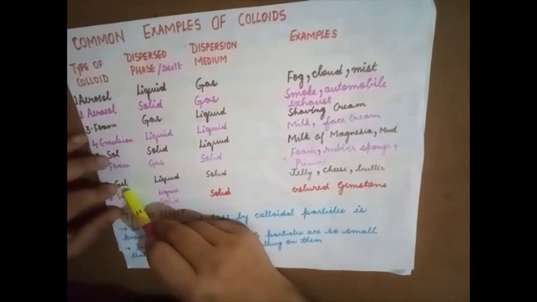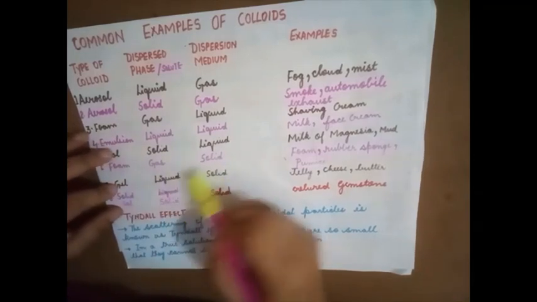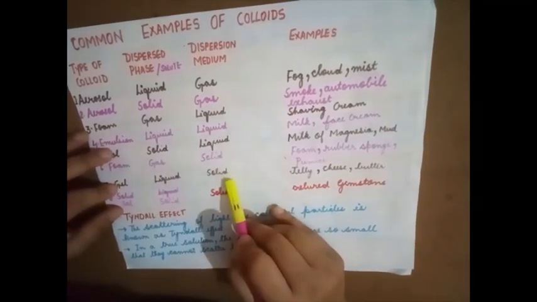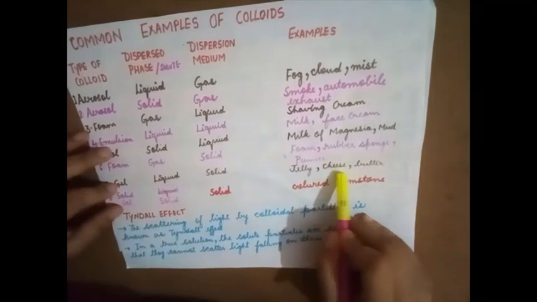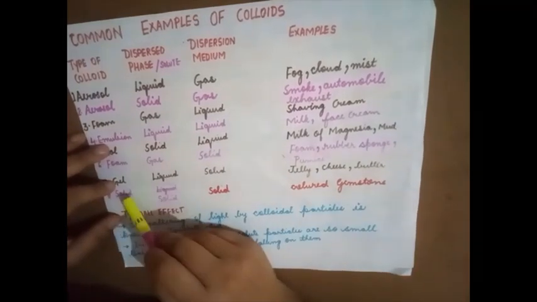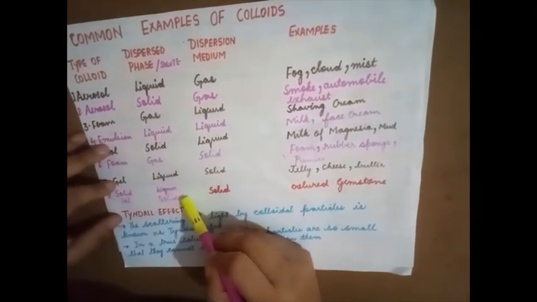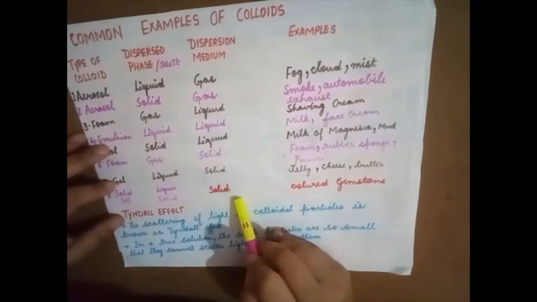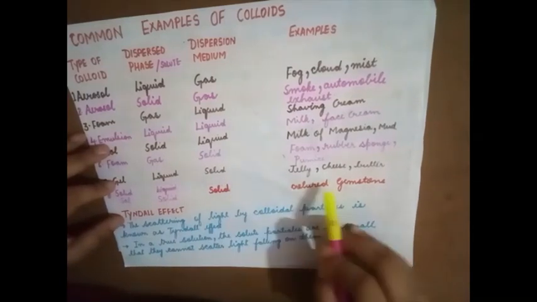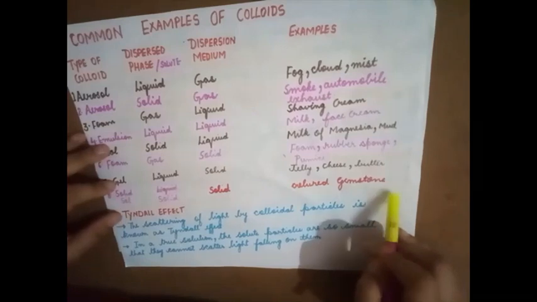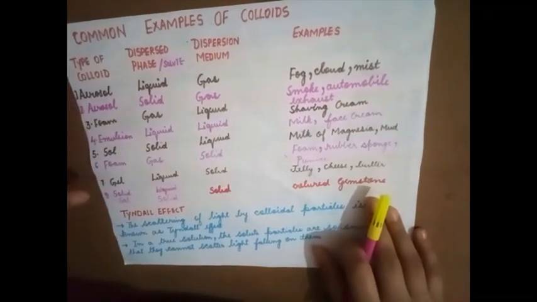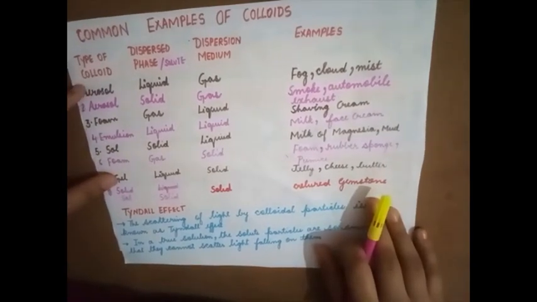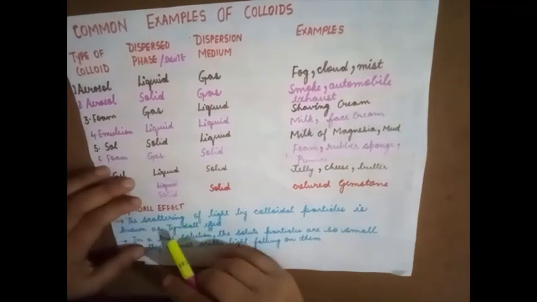Next, moving on to gel, where disperse phase is liquid and dispersion medium is solid. Jelly, cheese, butter are the examples. Solid sol, disperse phase is solid, dispersion medium is solid. Example is colored gemstone. And these examples of colloid are very, very important. Please keep them in mind.